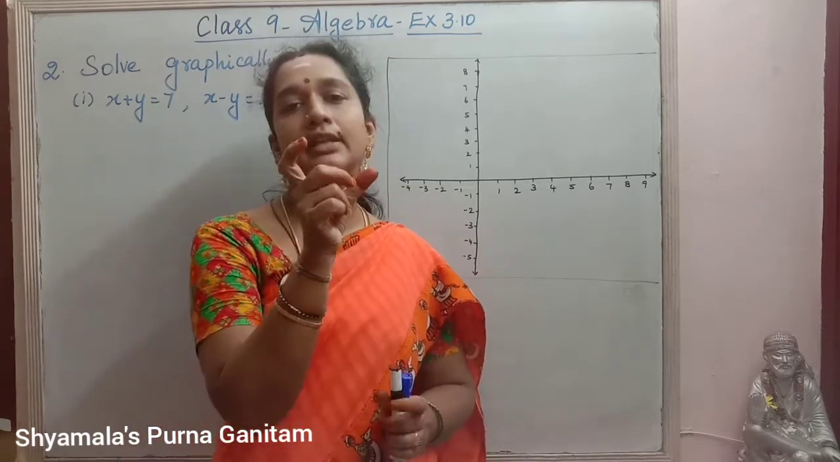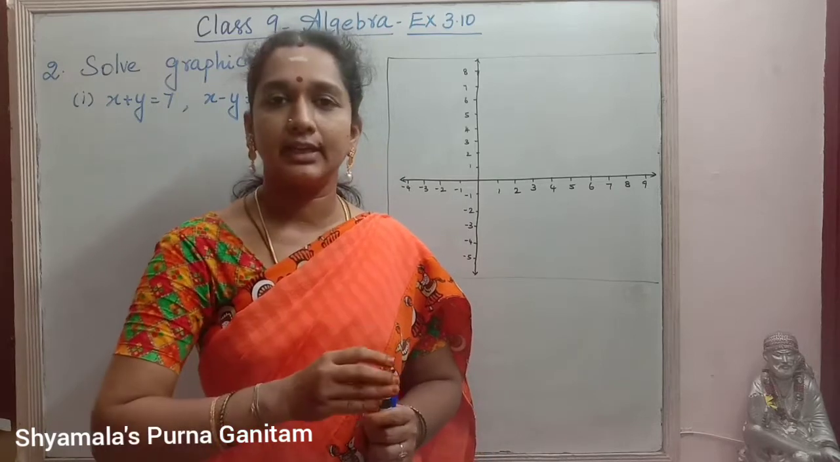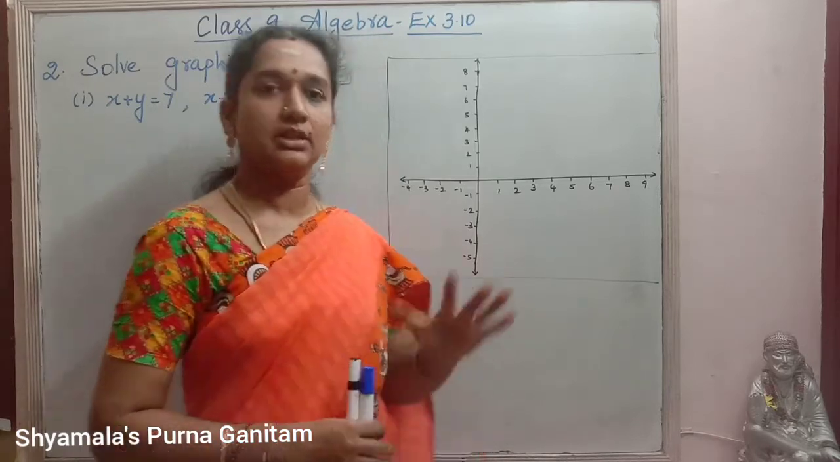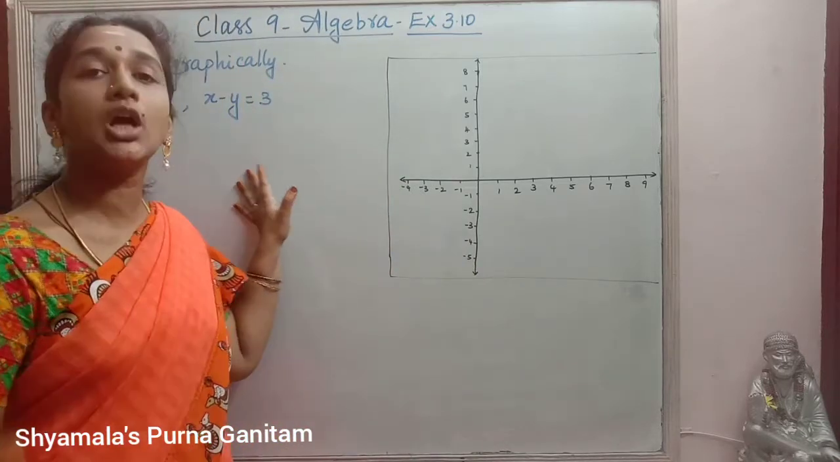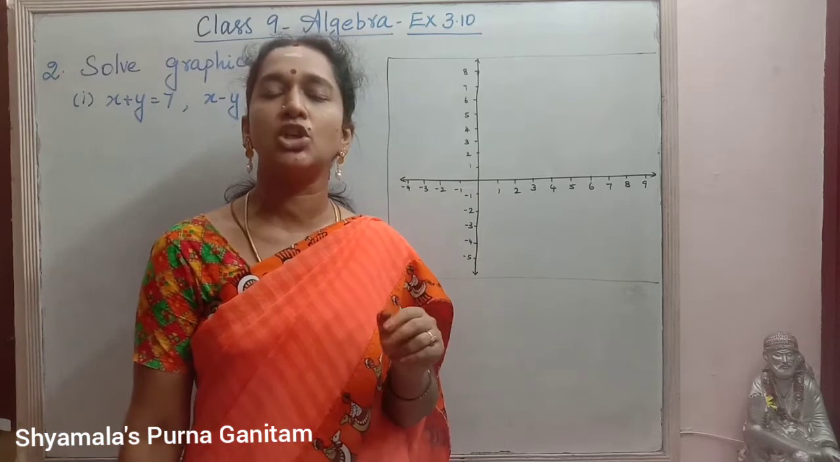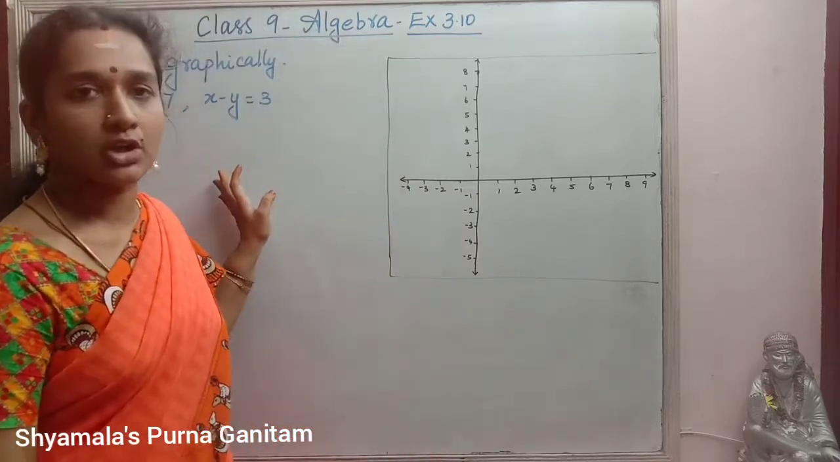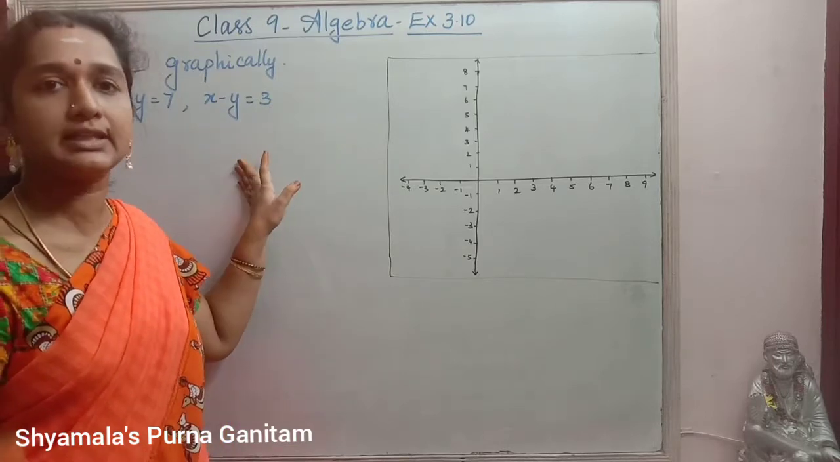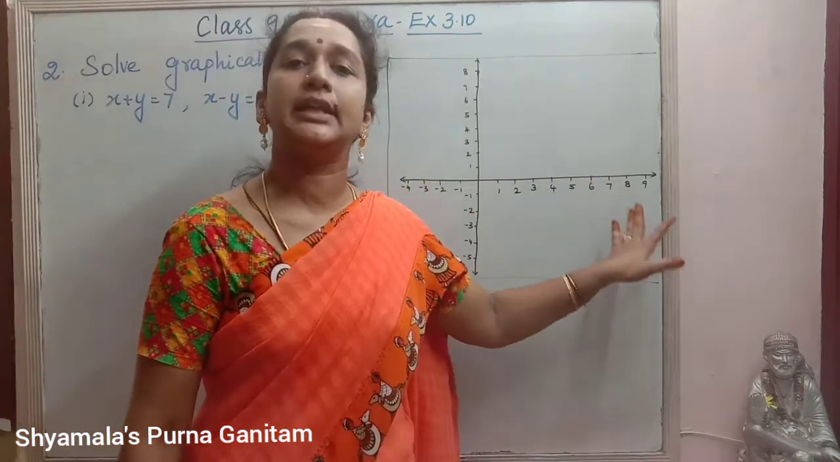So when one linear equation is given, you will get a straight line that you plot in the graph sheet. Now in this one, solve graphically. Two linear equations in two variables are given, and you are asked to solve them and find the values of x and y after plotting them in the graph sheet.